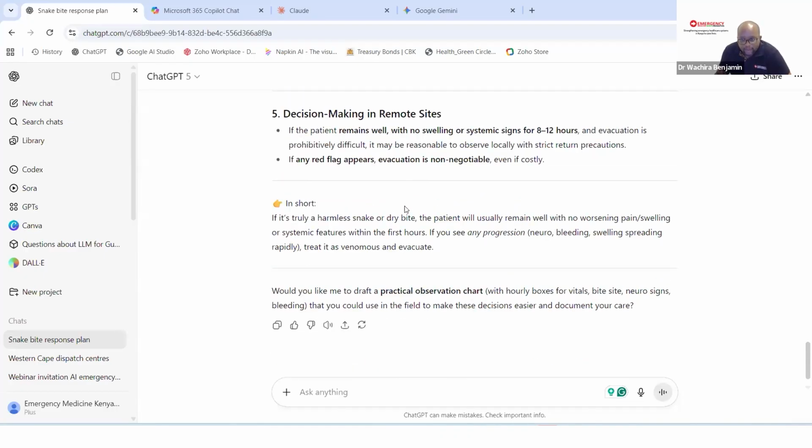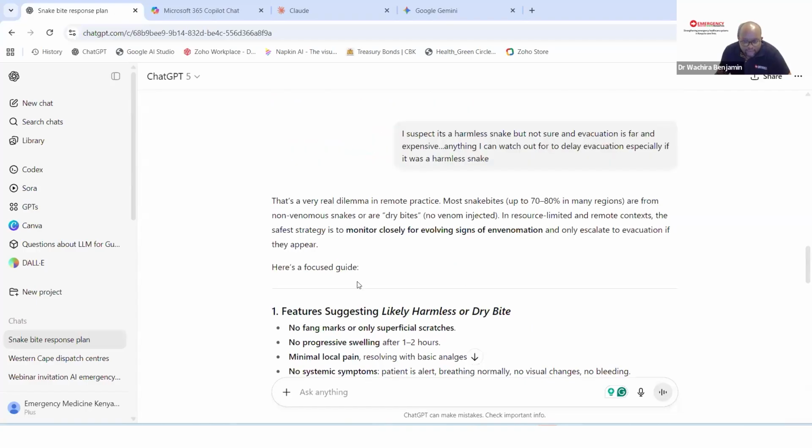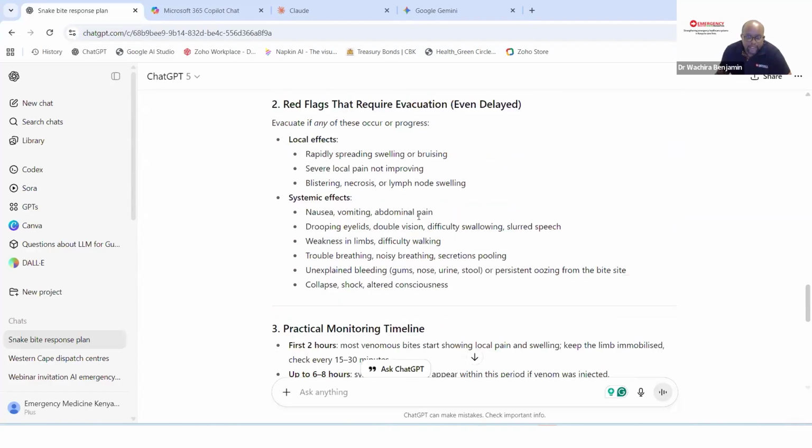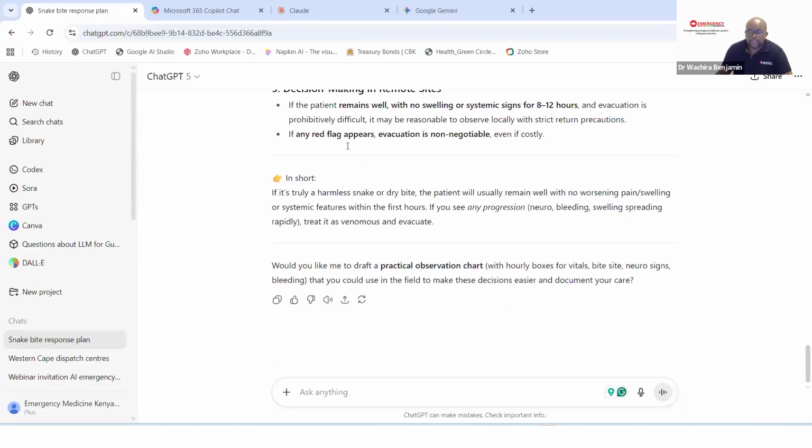Right, so at least I have a plan now. I can say, okay, we're going to watch this patient. It seems less likely to be a dry bite, but these are the things I'm monitoring my patient for, and then we'll decide whether to evacuate or not. All right, good.